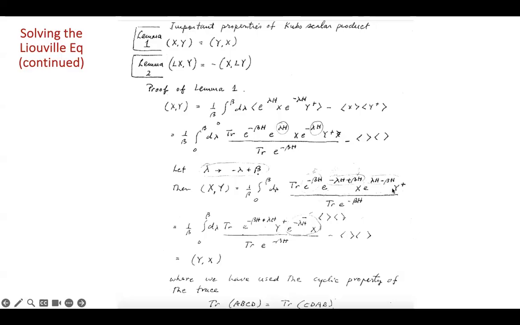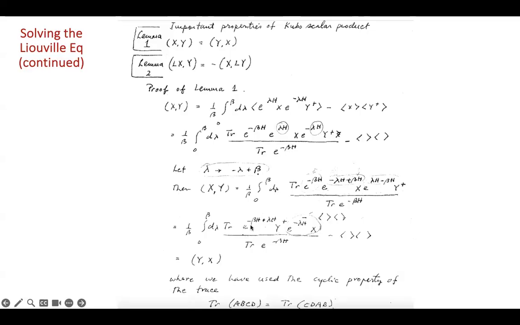Then what have I done? I have moved this block of two operators from extreme right to extreme left by using the cyclic property of the trace. That's what I have done. So e to the lambda h minus beta h y dagger has been written as e to the lambda h minus beta h y dagger, excepting it has gone from extreme right to extreme left.